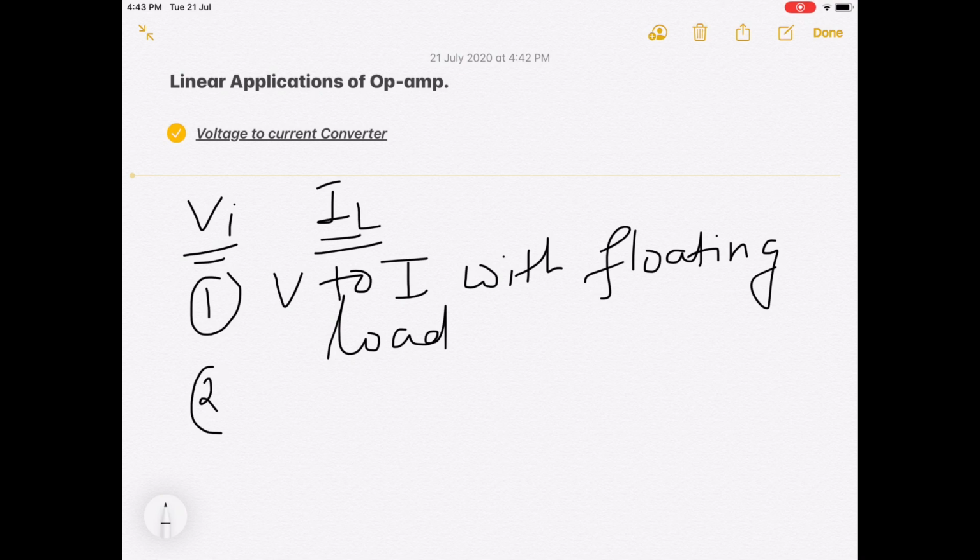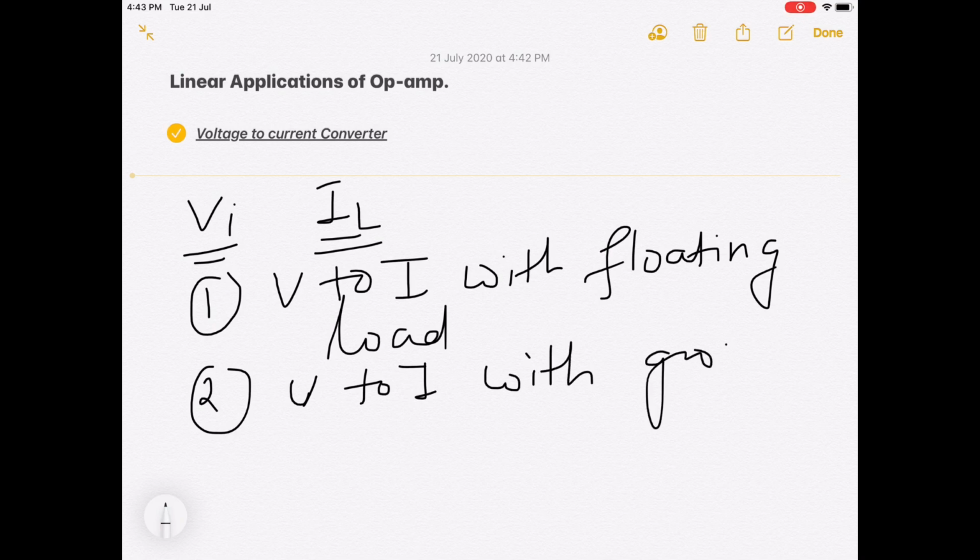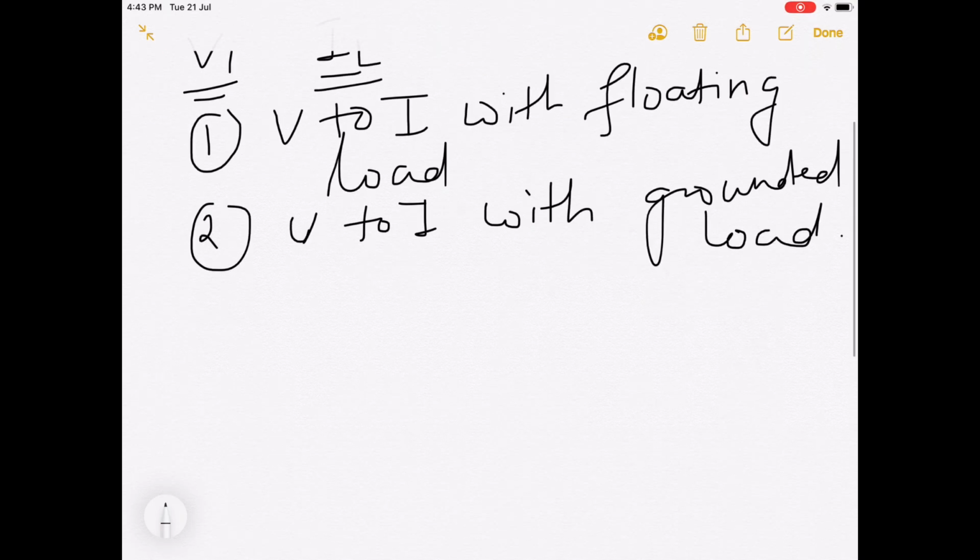Second type of circuit is V to I converter with grounded load. Out of these two circuits, first we will go for V to I converter with the floating load. The V to I converter with floating load can be drawn like this.